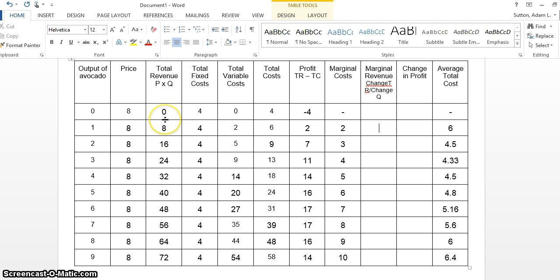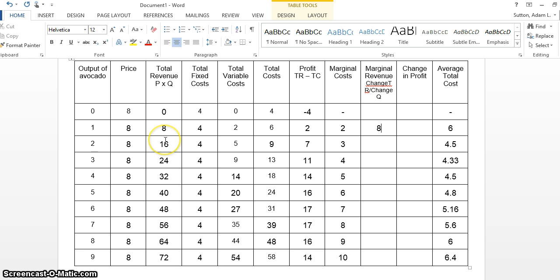If you look at the marginal revenue of the first unit, when we went from making $0 worth of revenue to making 8, the change in my revenue was 8, and the change in my quantity was 1. So 8 over 1 gives me 8. If I come over here, when I go from the first unit, selling 1 avocado, to selling 2 avocados, I go from 8 to 16.